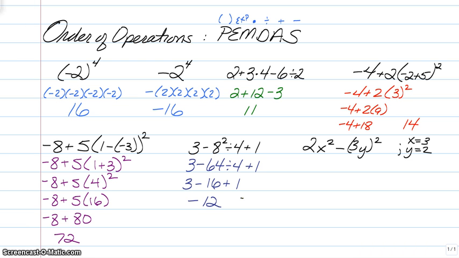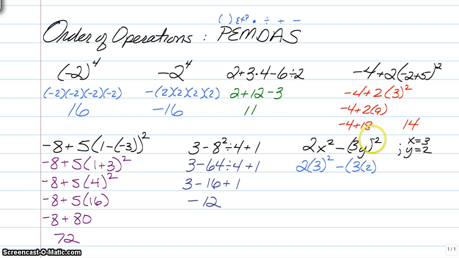And let's see, last one. The first thing you're going to need to do on this one is substitute. When we see this, it says x equals 3 and y equals 2. That means the first thing you want to do is substitute in 3 for x, so this becomes 2 times 3 squared minus 3 times 2.